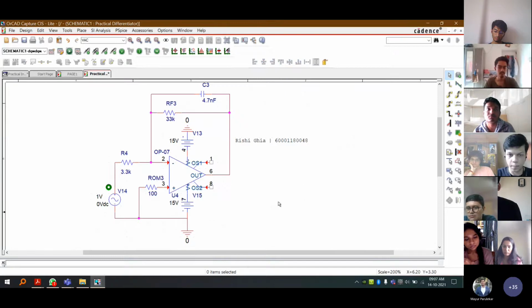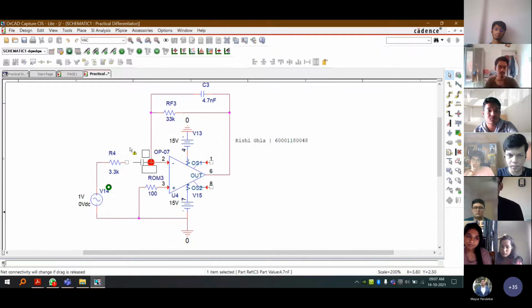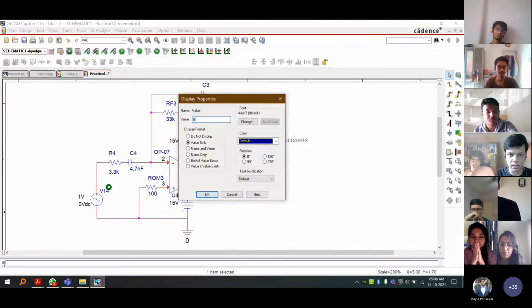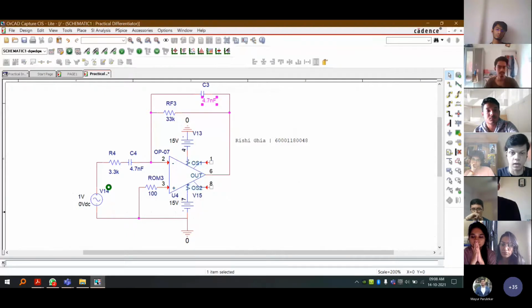So as Nandinee has shown, to get a practical differentiator, what we need is an input capacitor right here. So I can just click on this capacitor C3, Control C, Control V, place it right here. And let's just move it to get the wire to connect as well. And there we go. This is our differentiator. All we need to do is take this down to 0.47 nanofarads.